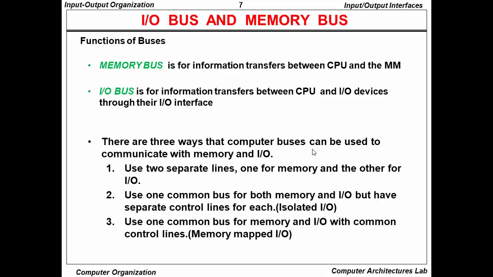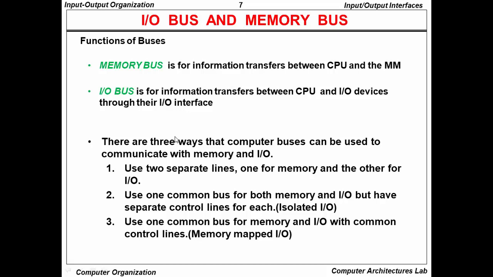So what are the functions of buses? The memory bus is used for information transfer between the CPU and memory, whereas the IO bus is for information transfer between the CPU and IO devices, right? And that transfer is through the IO interface. Now there are three ways that computer buses can be used to communicate with the memory and IO. So there are three ways through which these buses can be used.